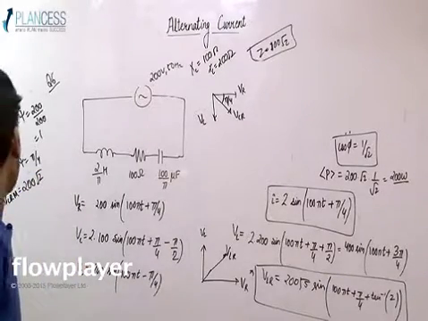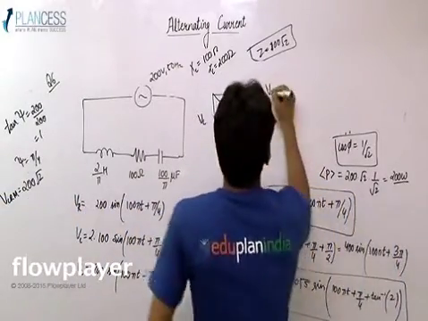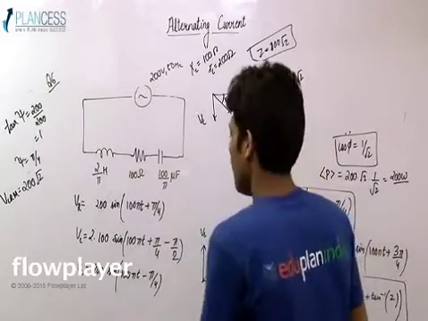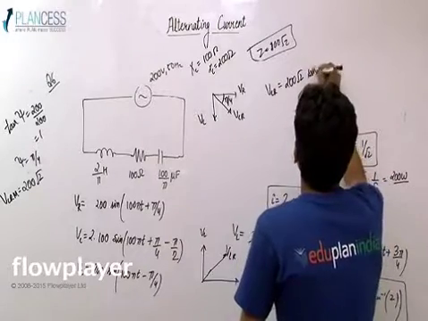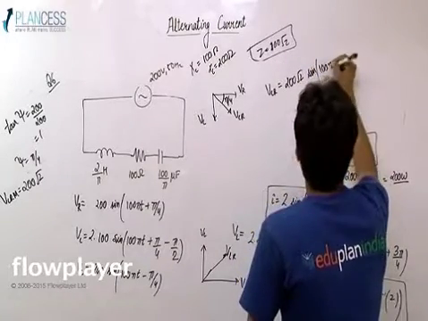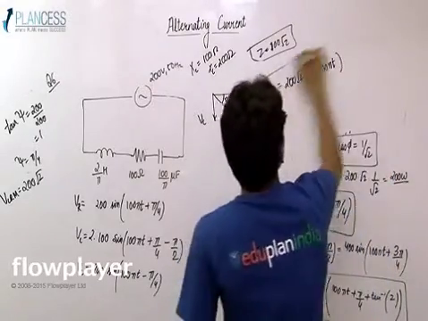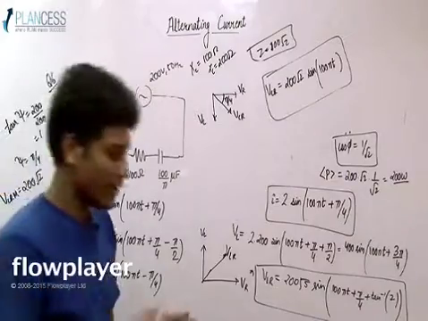Yes, it would come out to be 200 root 2, and thus I can say that VCR can be written as 200 root 2 sine (100 pi t plus pi by 4 minus pi by 4), and thus this would be the value of VCR, that is 200 root 2 sine 100 pi t.